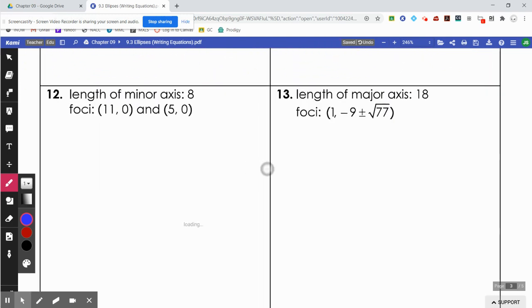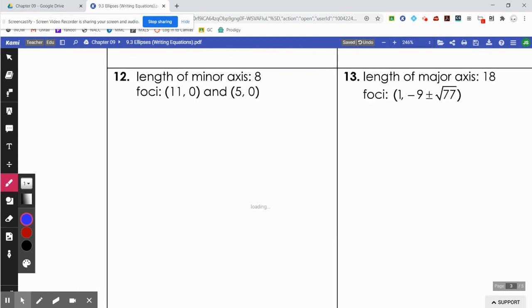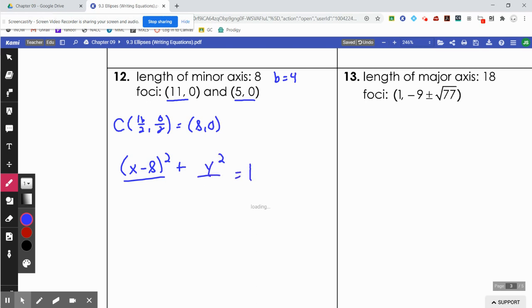Number 12. This one's a little bit easier. The length of the minor axis is 8, so that tells me that b is 4, so I can go ahead and pull that from it. The center of the ellipse, you can use the center of these 2 points, add your x's, divide by 2, add your y's, divide by 2. So the center is located at 8, 0. So therefore, let's go ahead and start. X minus 8 squared plus y squared is equal to 1.